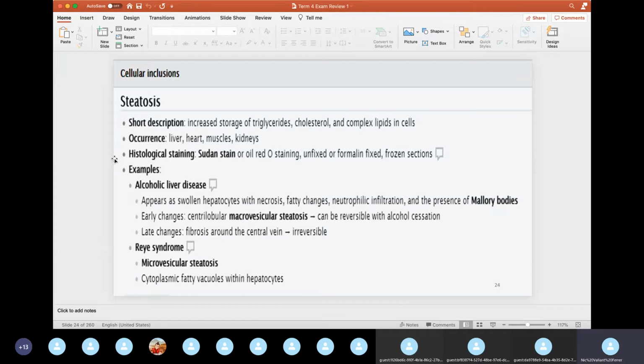Reye syndrome is the reason you don't give aspirin to kids, right? Because it can induce Reye syndrome. Don't ever give aspirin to kids.